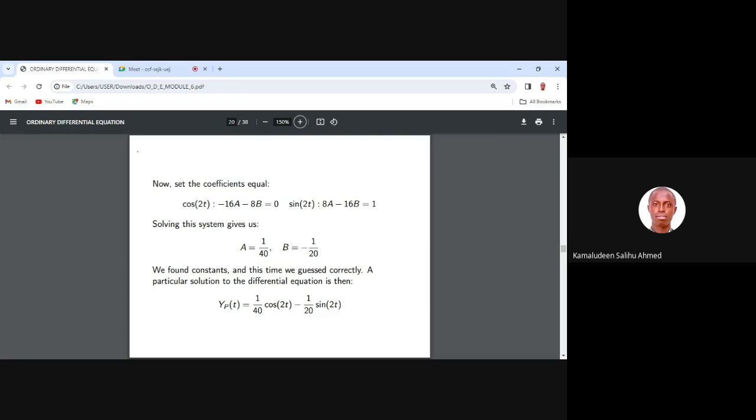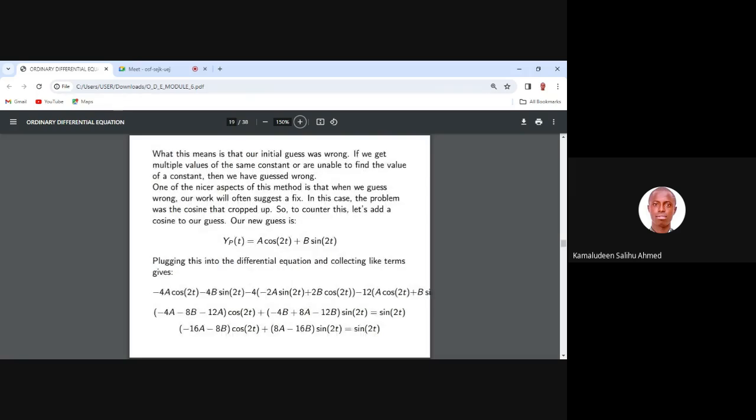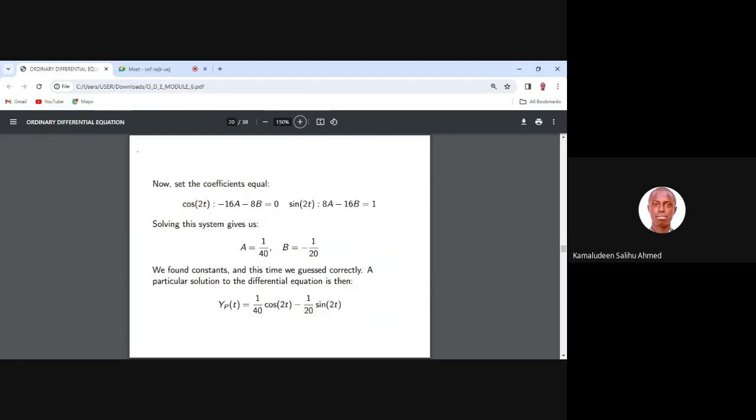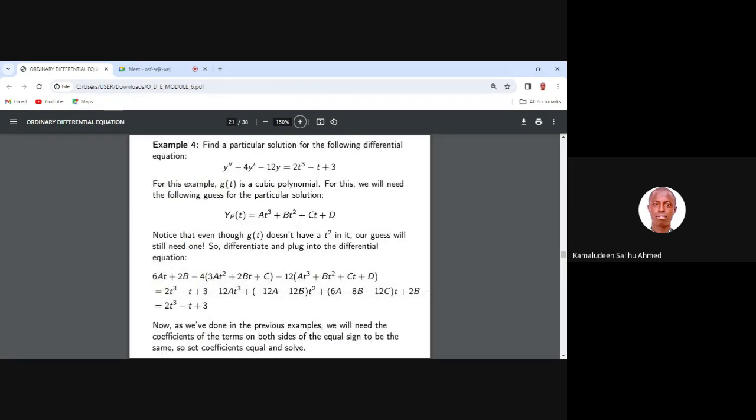So we're going to do that. Bringing it down here, you have Y P of T equals A. So that A, you're getting the value for it, then your B also, you're getting the value of it, which is 1 over 20, 1 over 40. So it's just very, very simple as that.